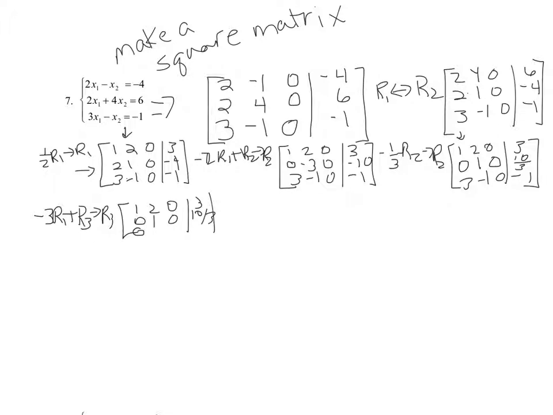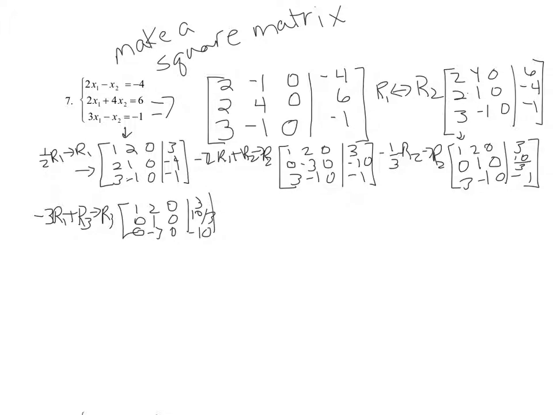Negative 3 times 2, when I go to the second column, is a negative 6. Negative 6 plus negative 1 is a negative 7. And then 0 plus 0 is 0. And if I multiply a negative 3 times a positive 3, that gives me a negative 9, and negative 9 plus negative 1 is a negative 10.